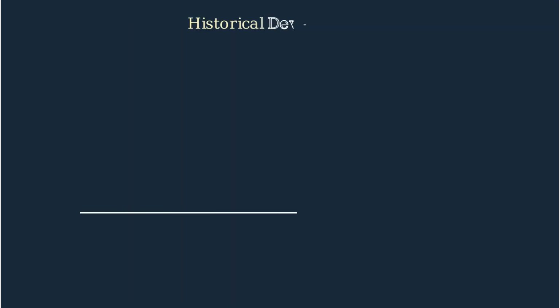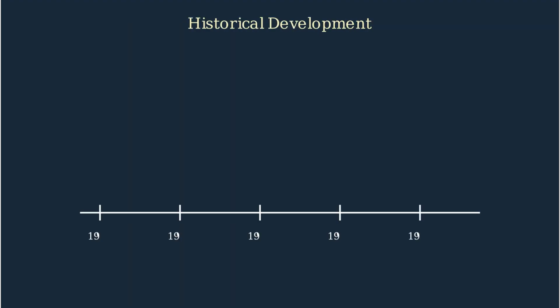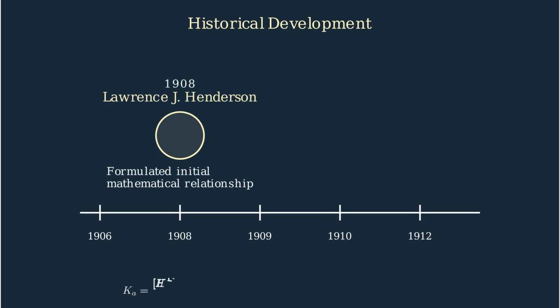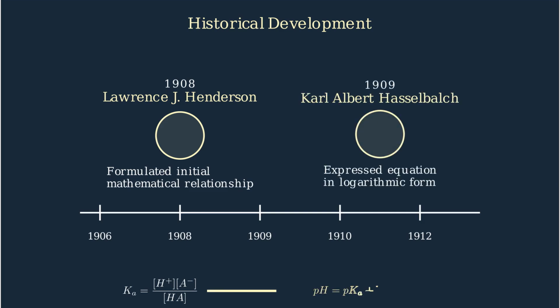The Henderson-Hasselbalch equation was developed through the work of two scientists in the early 20th century. Lawrence Joseph Henderson first formulated the mathematical relationship in 1908, studying how acid-base balance is maintained in biological systems. A year later, in 1909, Carl Albert Hasselbalch expressed Henderson's work in a logarithmic form, creating what we now know as the Henderson-Hasselbalch equation.